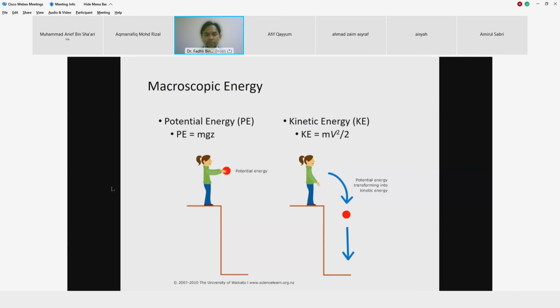For the first one, this lady holds the ball at a certain position. At this position, the potential energy is maximum. However, KE, or kinetic energy, is 0, right? Because the ball is not moving. Once the lady lets go of the ball, potential energy decreases and kinetic energy increases, right?